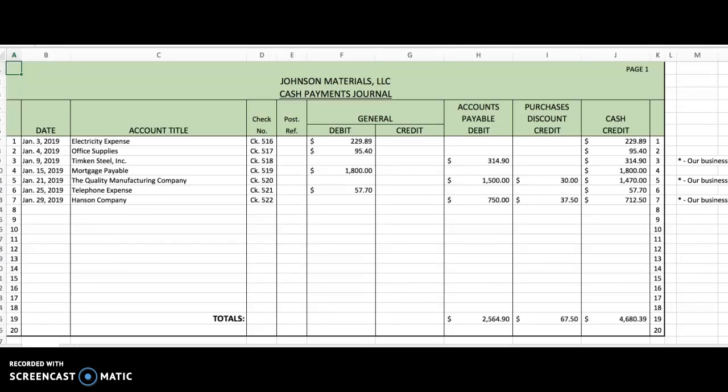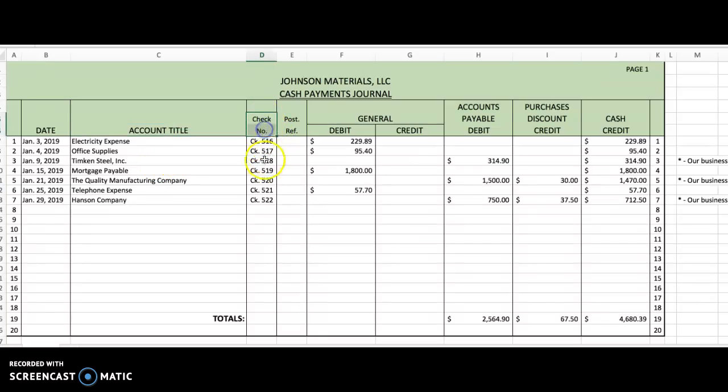So again, as we have done before, we'll look at the columns, the parts of the journal itself. Starting at the left with the date column, as always, account title. Again, this doesn't say a debit or a credit. This will list people that we owe money to that we are paying, or accounts that we will be using when we pay money out, and then we'll see how all of that works.